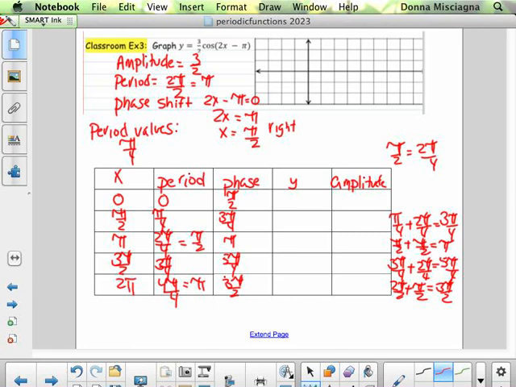Probably should have filled in the y values first, the y values that go with those x values. This is cosine, so 1, 0, negative 1, 0, 1. But there is an amplitude change, so we're going to multiply by 3 over 2. So 1 times 3 halves will be 3 halves, and then 0, and then negative 3 halves, 0, and 3 halves. And then we'll go ahead and graph this. So this is the new x. This one is the new y.